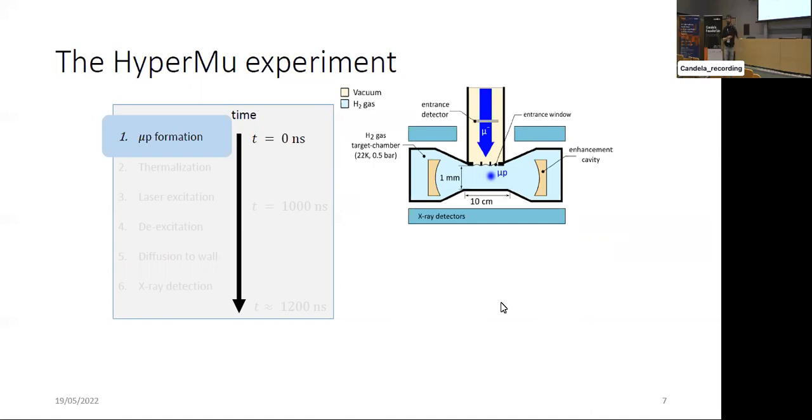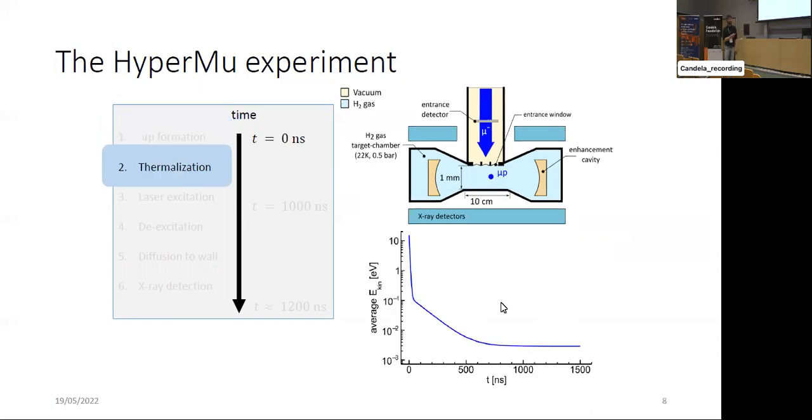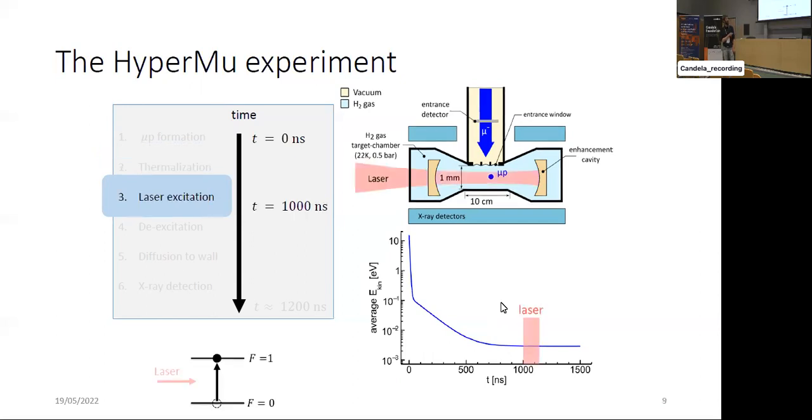A muon comes in, replaces an electron, and creates muonic hydrogen in a very highly excited state. It quickly thermalizes to the surrounding gas temperature. Here you see a plot of the average kinetic energy of such a muonic hydrogen over time. It de-excites from a very highly excited state down to the 1s ground state, and then further to the F=0 state. And after, say, 1,000 nanoseconds or so, we incouple the laser into our target region.